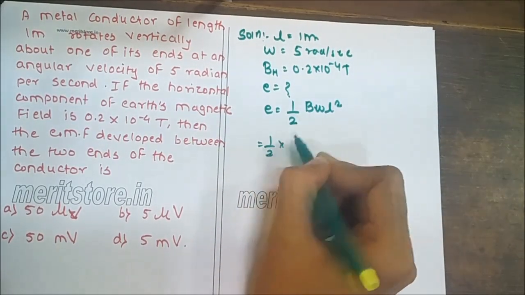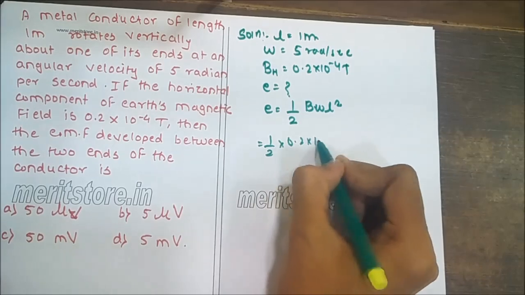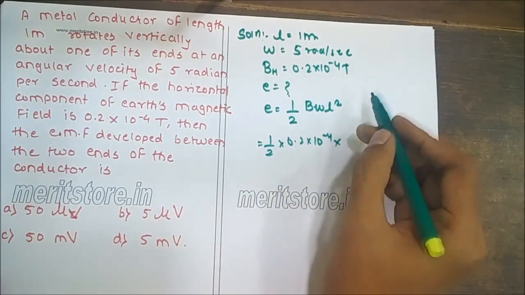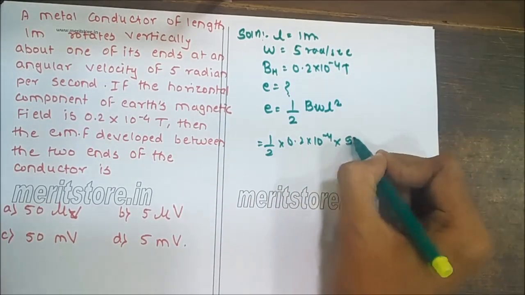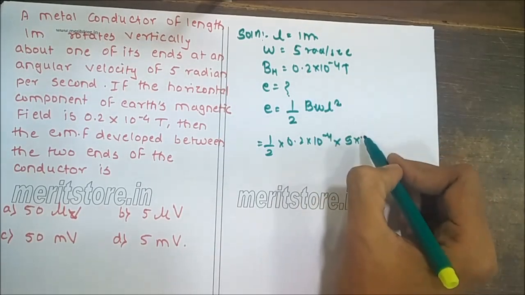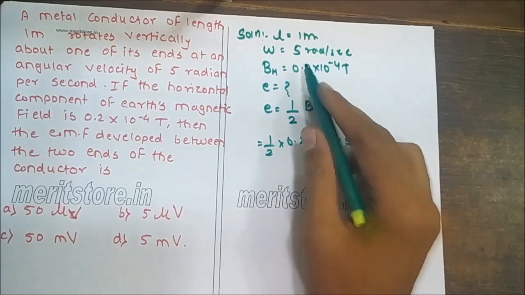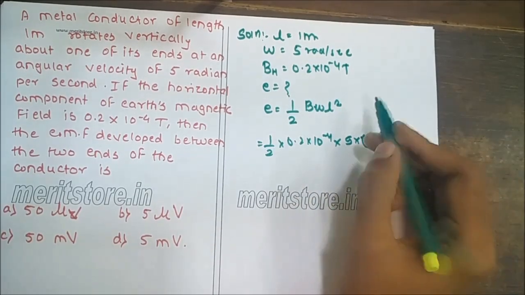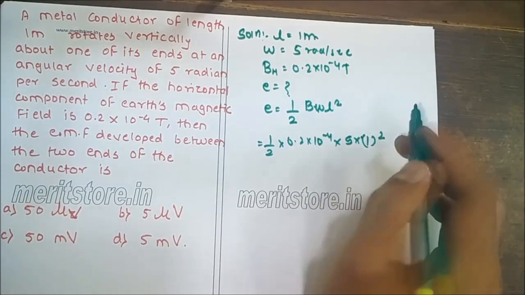Half multiplied by B, that is 0.2 into 10 raised to minus 4, multiplied by omega, that is 5, into the length, that is 1 meter square. Okay, omega is 5 radians per second and length is 1 square.